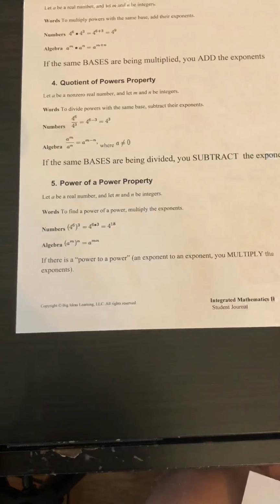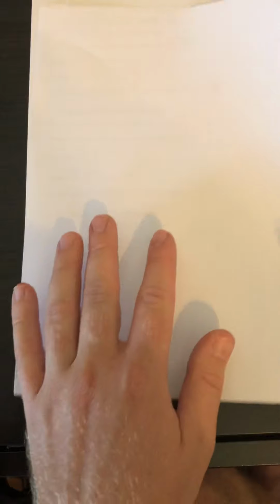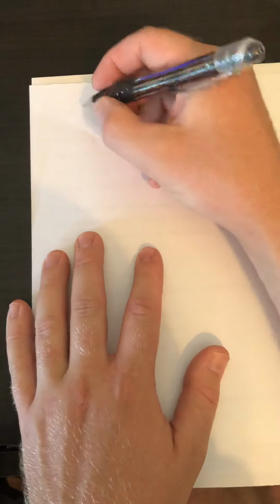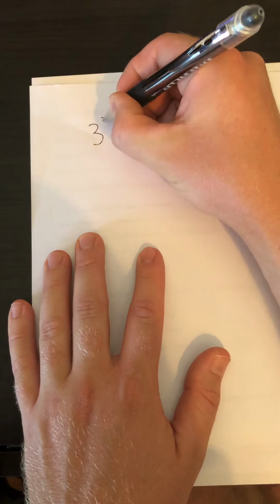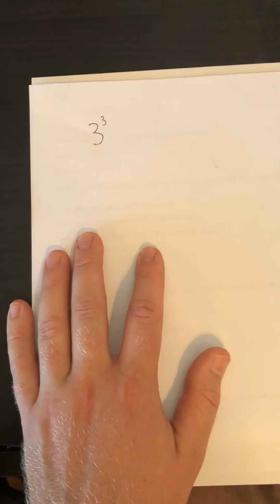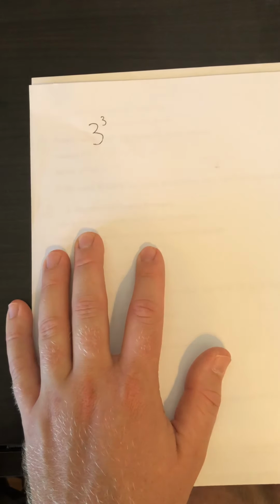Okay, power to a power. Here we go, the 5th main law of exponents. Pretty simple. It goes back to the same thing. If we have a power to a power, let's just say I have 3 to the 3rd power. Well, we know that's 3 times 3 times 3. So 3 times 3 is 9, times 3 is 27.